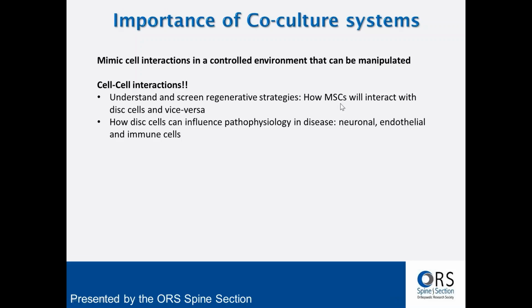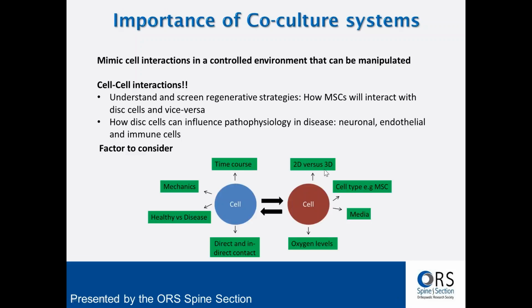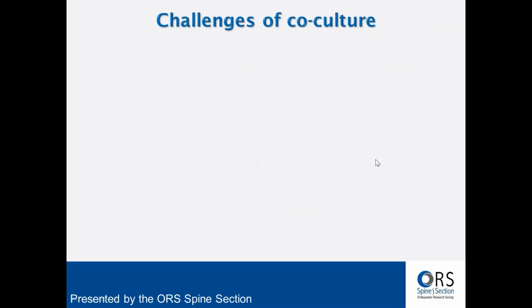So what factors do we need to consider when developing co-culture systems? We need to look at mechanics, the healthy and diseased states, direct and indirect contact, oxygen levels, media conditions, cell type, 2D versus 3D, and also the time course. So what are the challenges of co-culture? You need to create a balanced system between cell types.